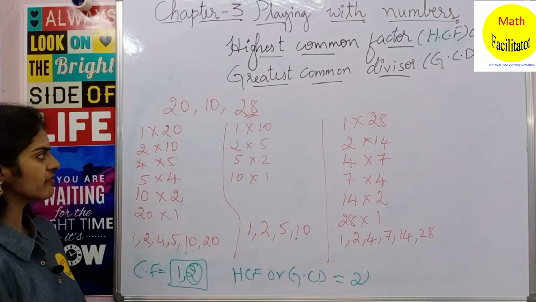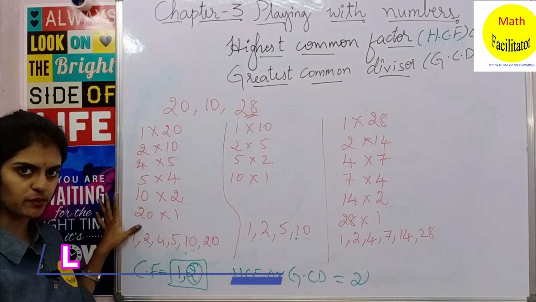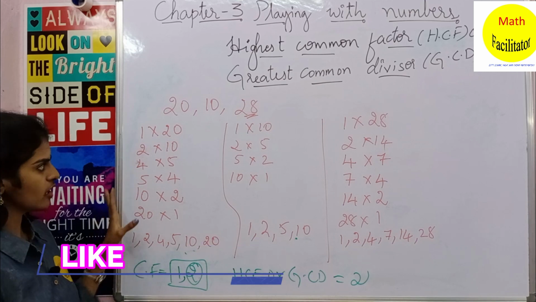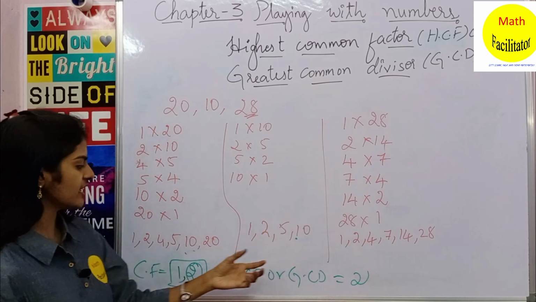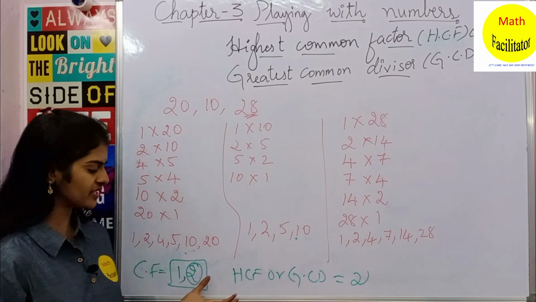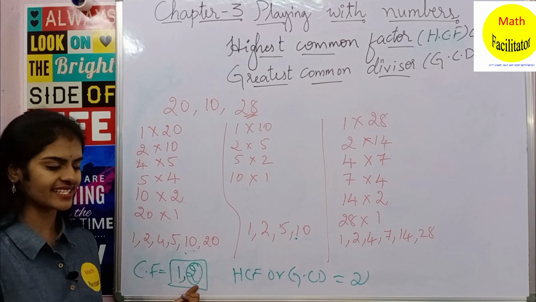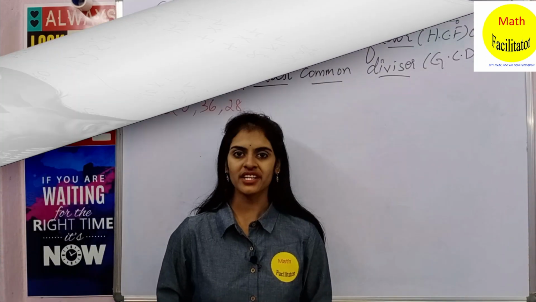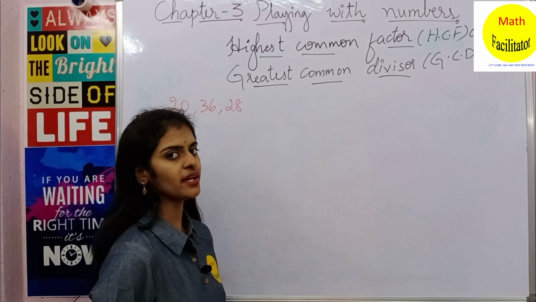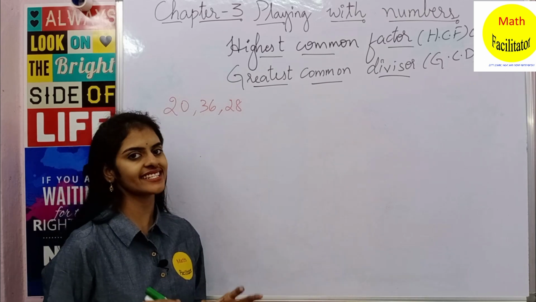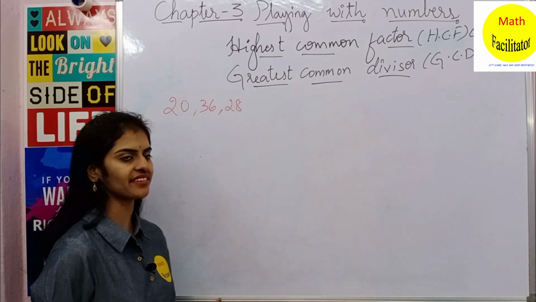Okay, so firstly you are finding out the factors of each number, listing them down, and then you are finding the common factors of the three numbers, and then you are just selecting the greatest number as the highest common factor. Now that was one method by which you found the HCF. Okay, now let us see another method using prime factorization.